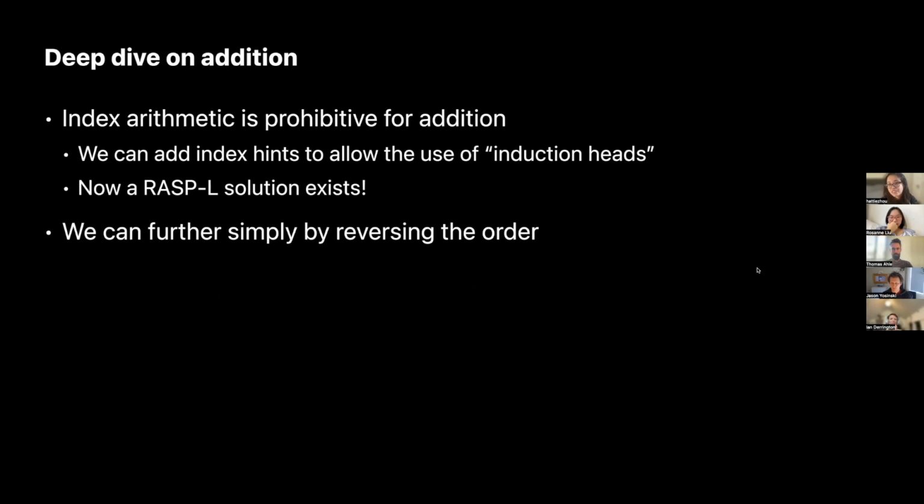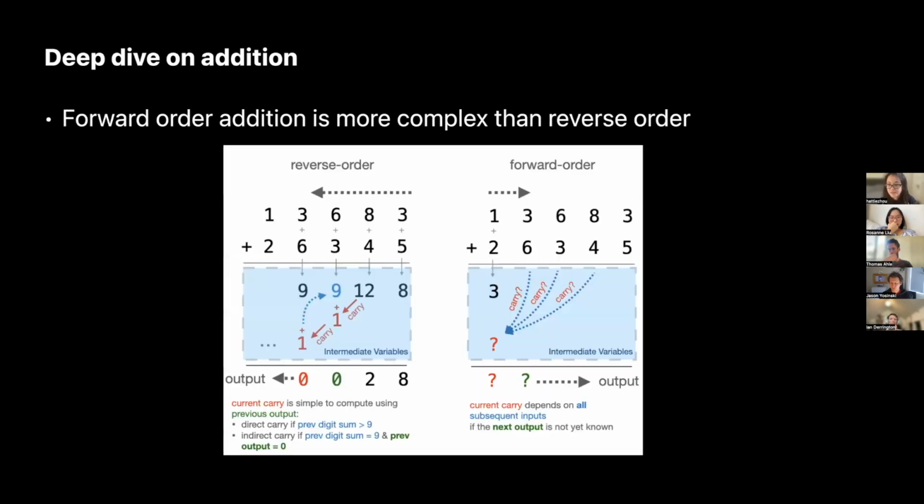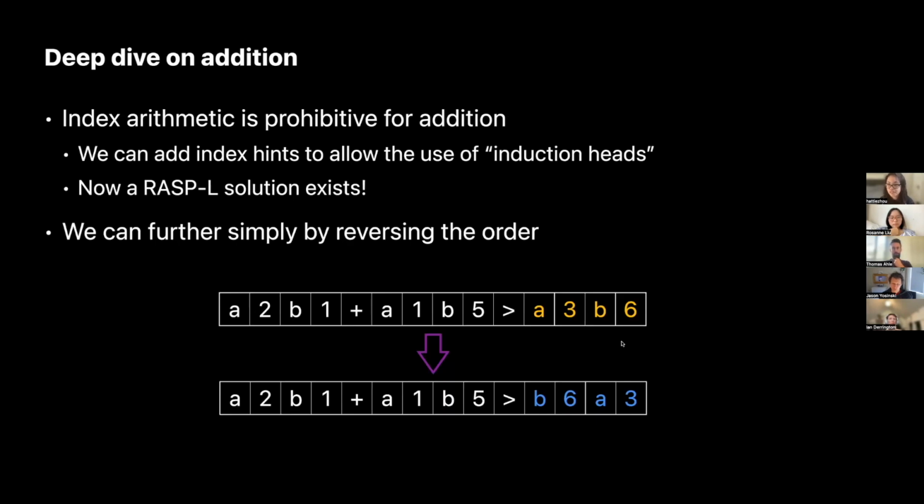We can also further simplify the task by reversing the order. This is probably pretty intuitive because the addition algorithm we learn in school is in reverse order, not in forward order. To make it concrete, in forward order, when you output the first digit, it depends on whether there's a carry that comes from potentially all the later digits in your answer. So to output the 3 here, you would have had to compute potentially all the previous ones. So this is just more complex. We can simplify this by reversing the order of the output of your answer.